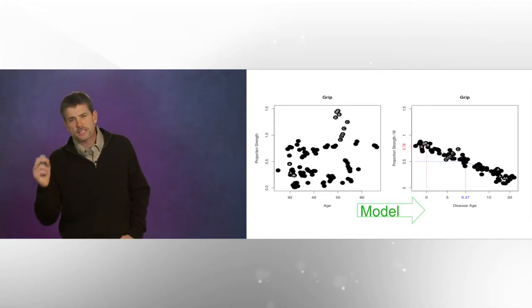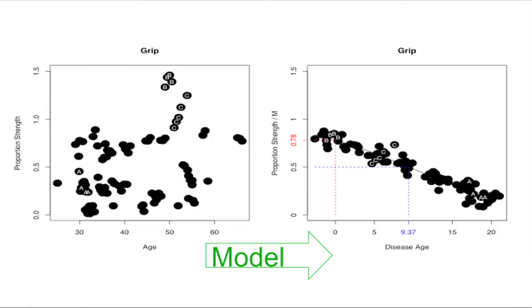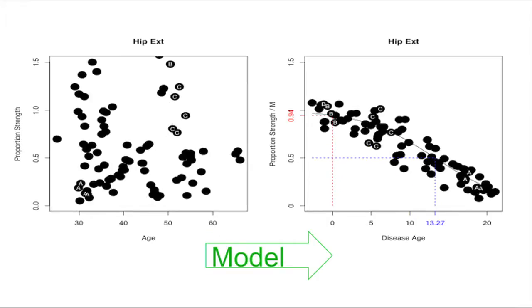Grip matches very well in disease age. A subject who's at 50% of knee extension is estimated to be at 78% of grip. But you can see it declines over the 20 years. They go from 78% down to about 10%. Hip extension fits very, very well as well.